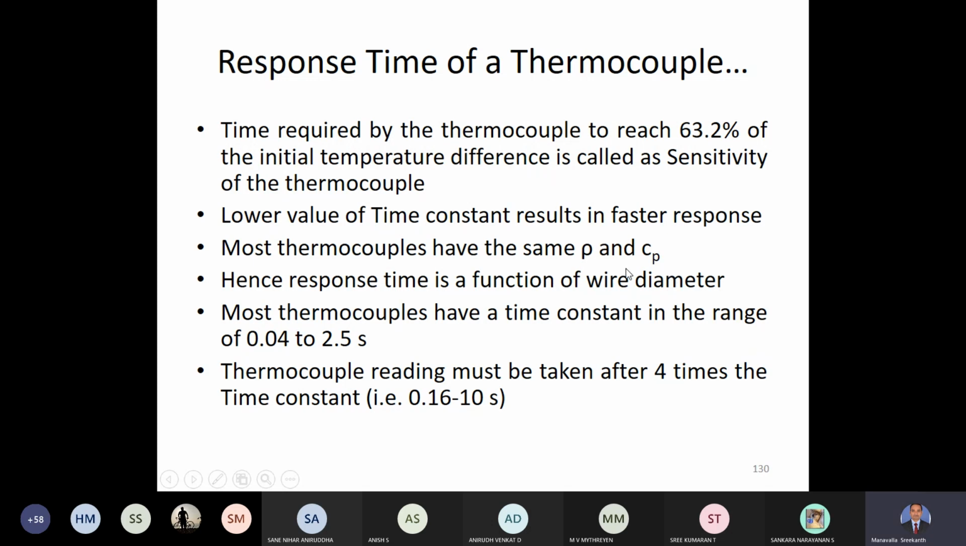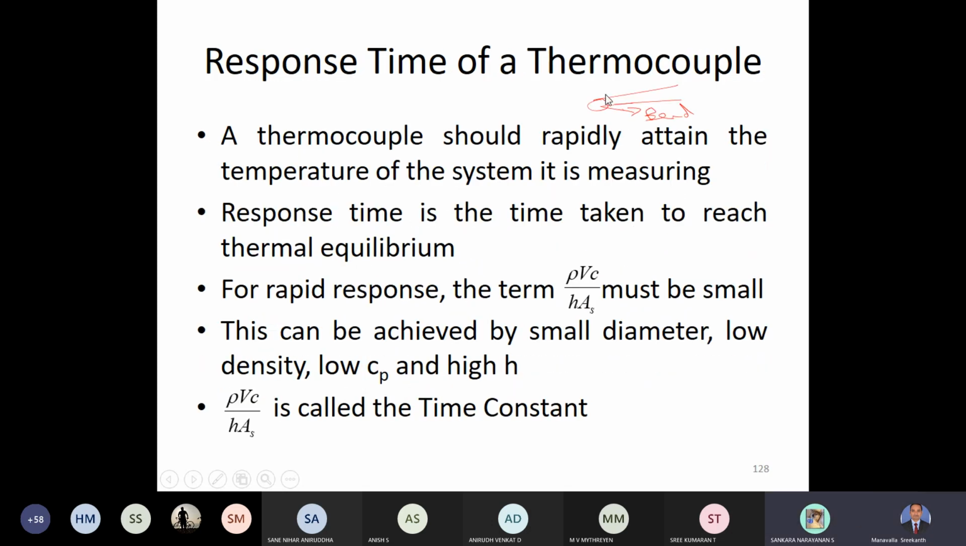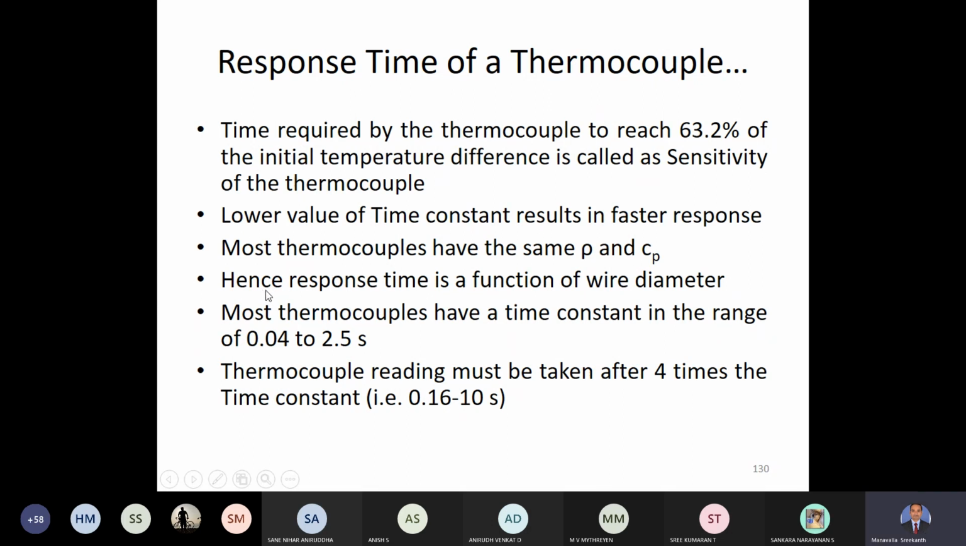So ultimately, it turns out the response time depends on the wire diameter, and the wire diameter will determine the diameter of this bead. Most thermocouple time constants are a function of the wire diameter, because rho and Cp are practically constant for several thermocouple materials. So most thermocouples have a time constant in the range of 0.04 to 2.5 seconds.